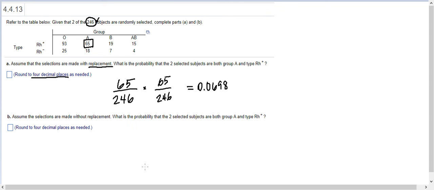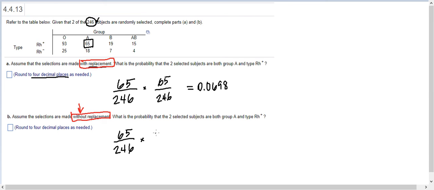All right. Now part B says, now assume the selections are made, and here's the key difference with part B, assume the selections are made without replacement. All right, notice up here it said with replacement. Now it says without. All right, so that's the difference. So now we're going to pull the name out of the hat, but we're not going to put it back in. So the first name we pull out of the hat, we have a 65 out of 246 chance that that person is A positive.